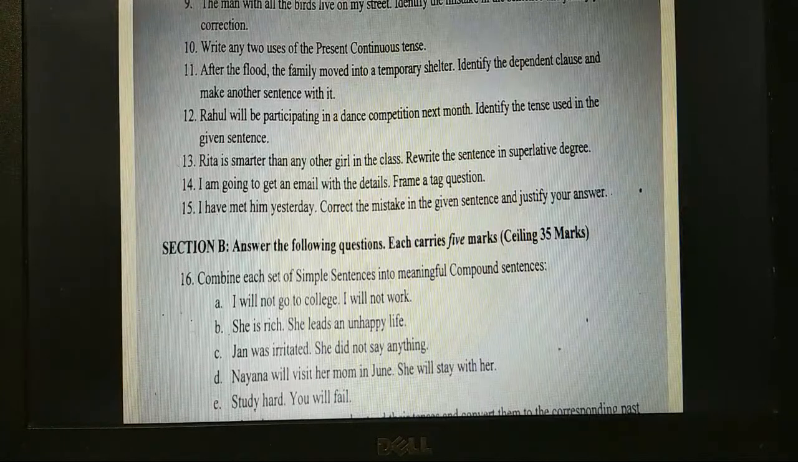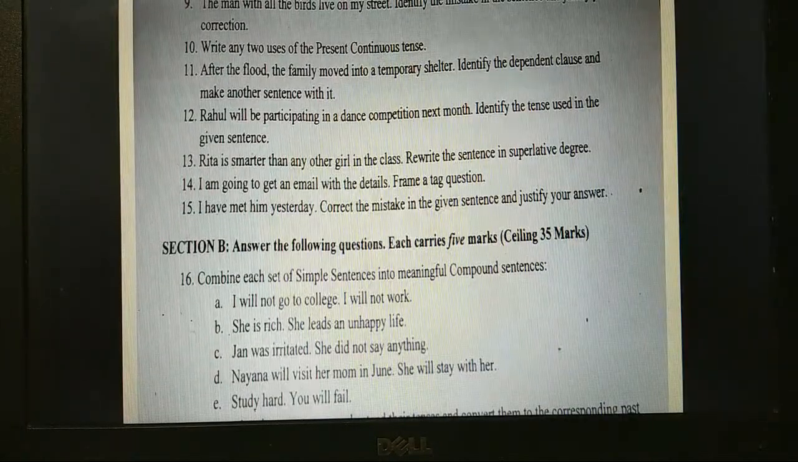Number 2, she is rich. She leads an unhappy life. Make a compound sentence. She is rich, but she leads an unhappy life. Or she is rich, yet she leads an unhappy life. Number 3, C: Jan was irritated. She did not say anything. Answer: Jan was irritated, but she did not say anything.